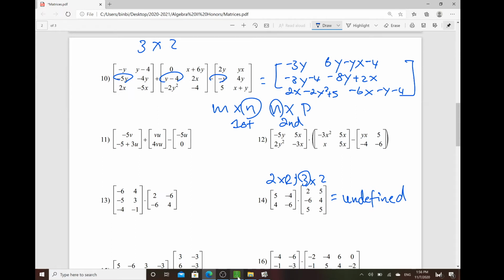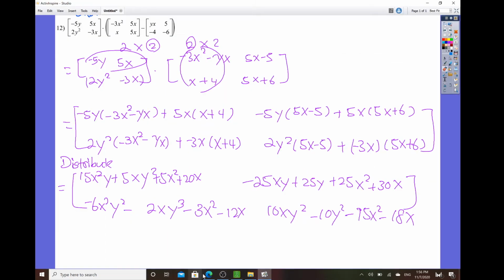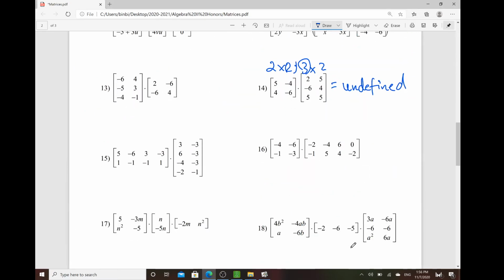Okay, so 14, undefined. Now what about number 16? For number 16, we do have a 2 by 2 matrix, and the other one is 2 by 4, two rows and 4 columns. The numbers in the middle are matching, so this one should be multiplicable. So rows times columns: negative 4 times negative 2 is 8, negative 6 times negative 1 is positive 6, plus 6. So that takes care of the first entry.